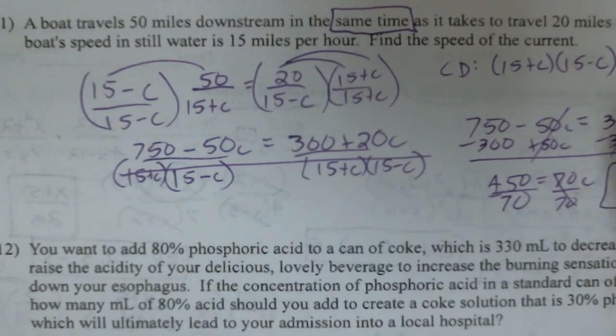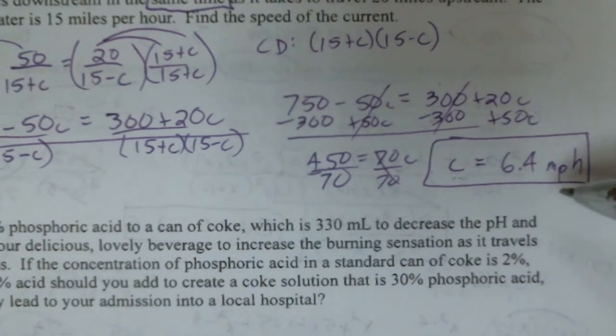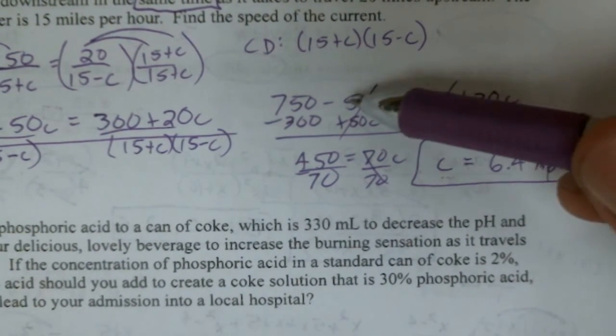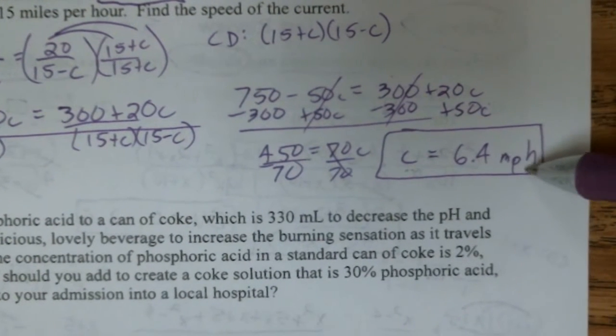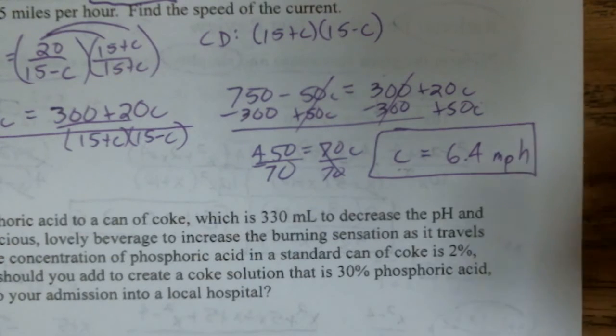Now, you've got to stop and ask yourself, does that make sense? I'm sorry, guys, I'm sitting here writing. You couldn't even see it on the video. So we solve this and we get 6.4 miles per hour. Let's stop and ask ourselves, does this make sense? Do you buy that the speed of a river or a stream is 6 miles an hour? Yeah, sounds pretty reasonable to me. So always go back and ask yourself, does it make sense?